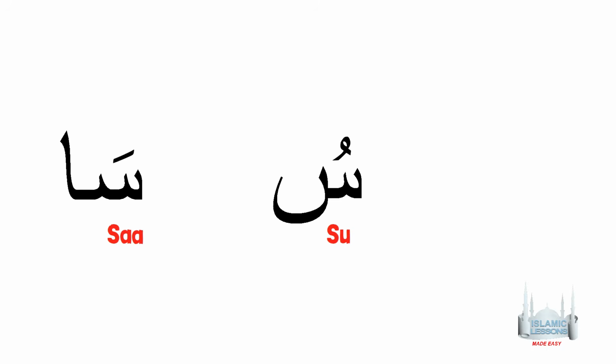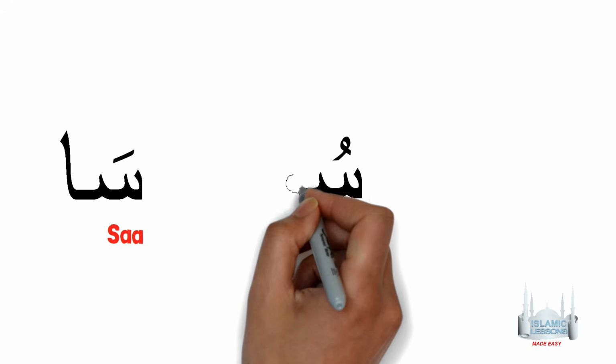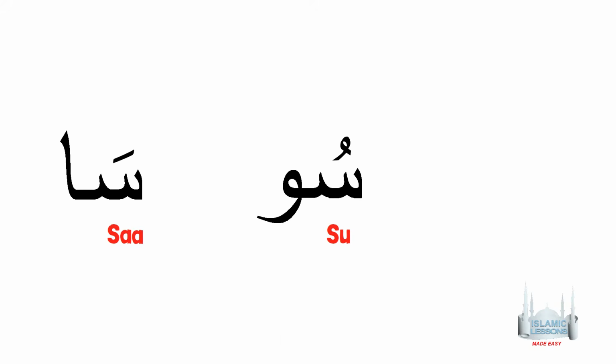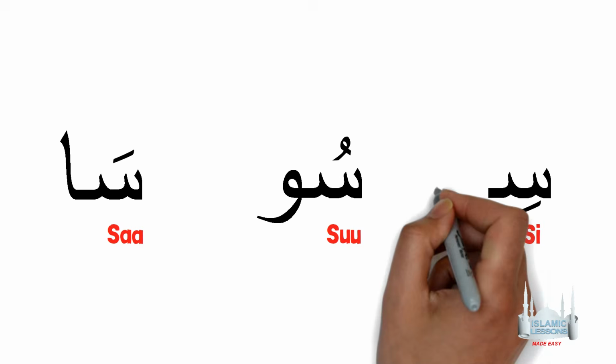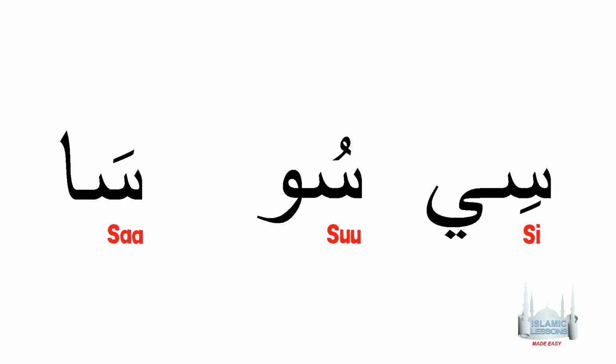If the sin has a dhamma, it is su. The waw stretches the dhamma, and it becomes suu. You pronounce the u sound for 2 counts. If the sin has a kasra, it will read as si. The ya stretches the kasra, and it becomes sii. You pronounce the e sound for 2 counts.